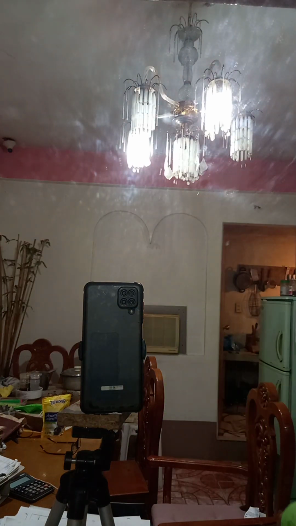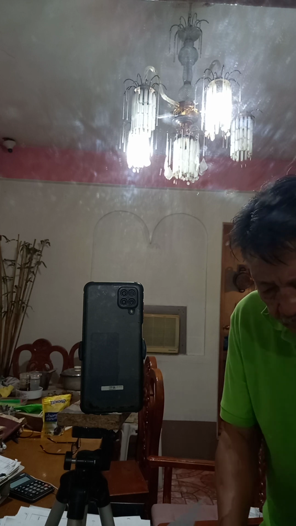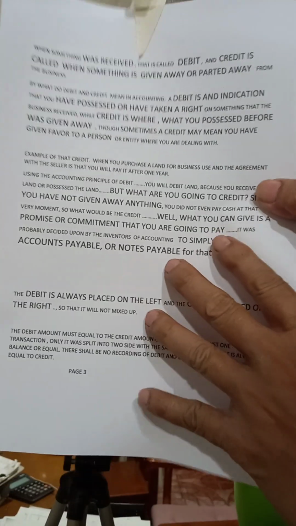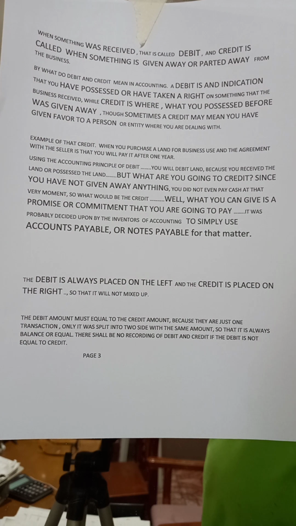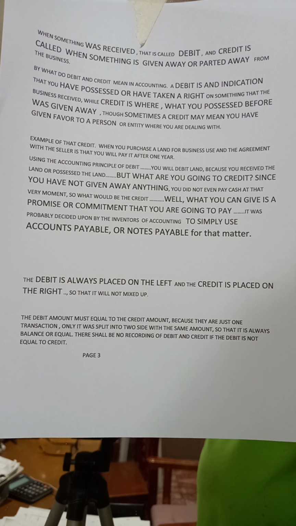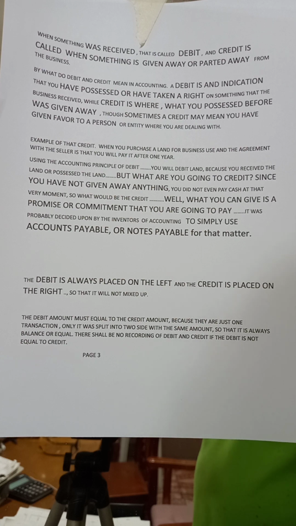And the last one is this page. When something is received, that is called debit. And credit is called when something is given away or parted away from the business. What do debit and credit mean in accounting? A debit is an indication that you have possessed or have taken a right on something that the business received. While credit is where what you possessed before was given away.